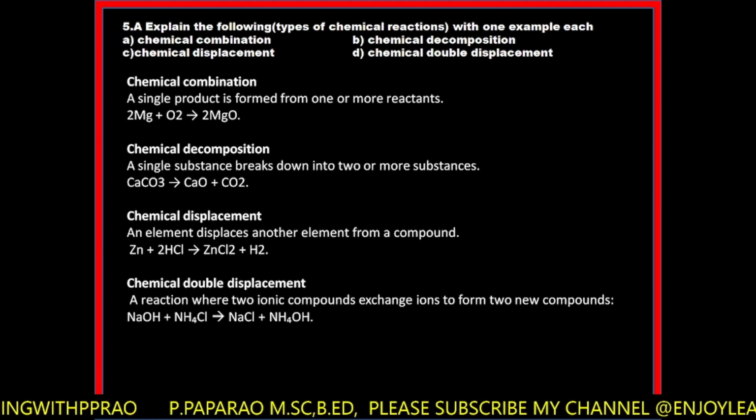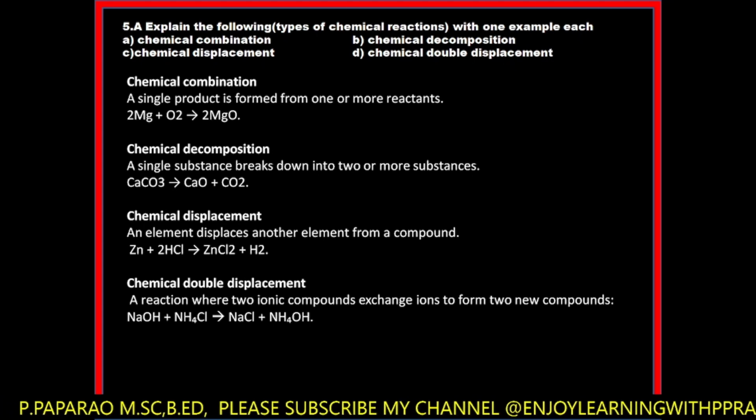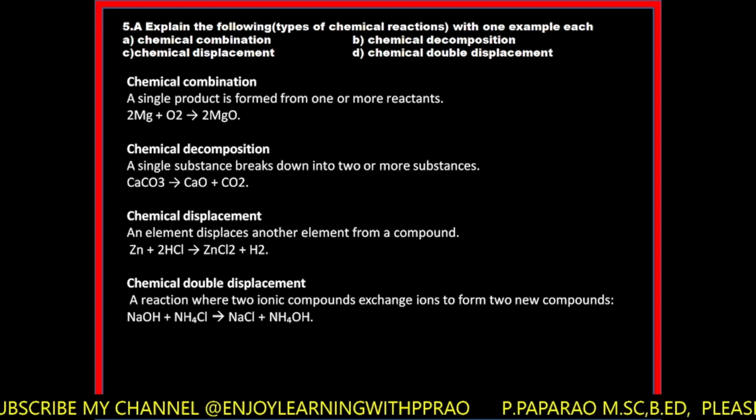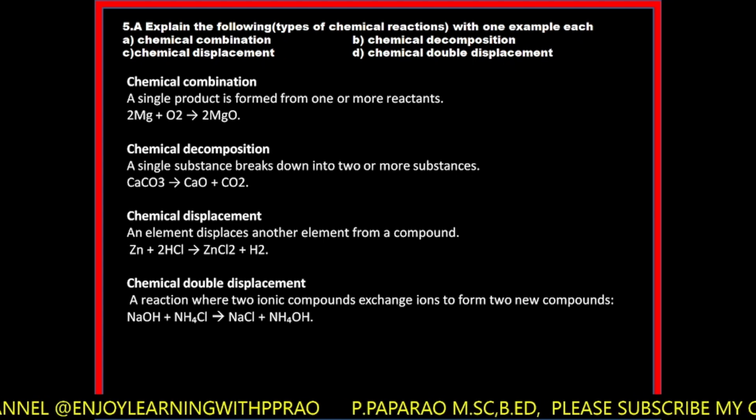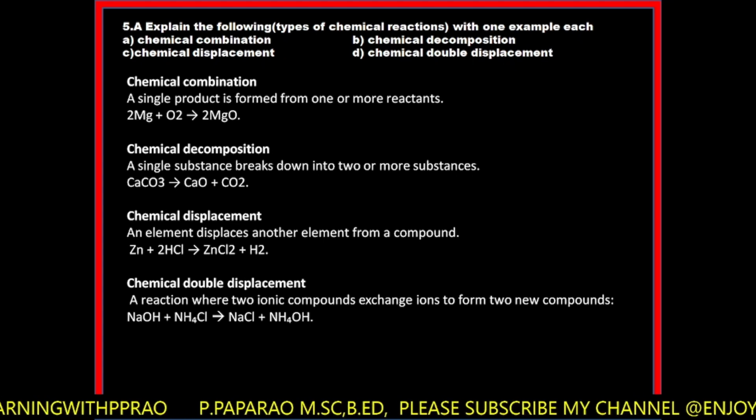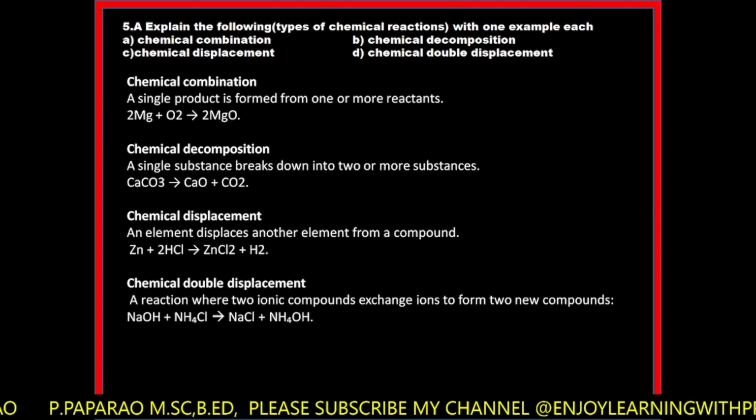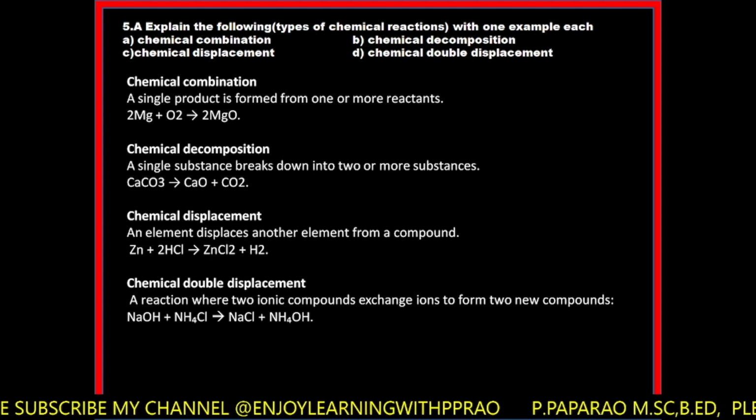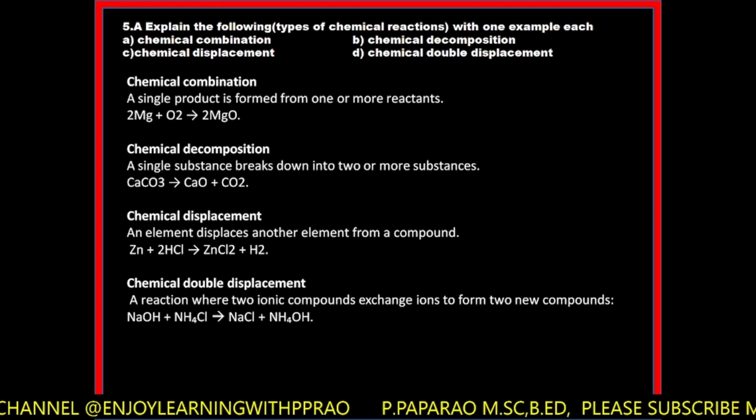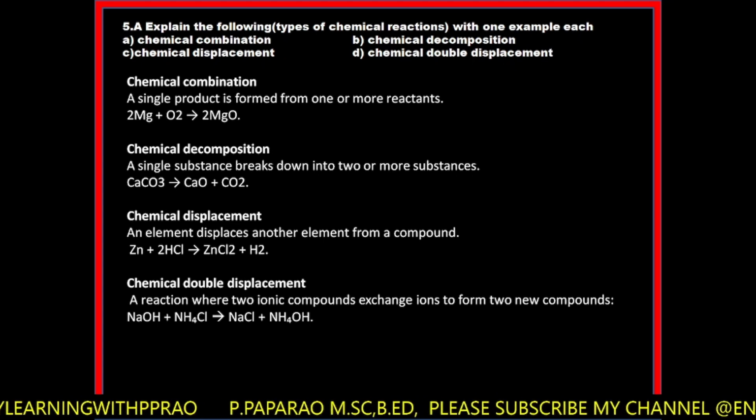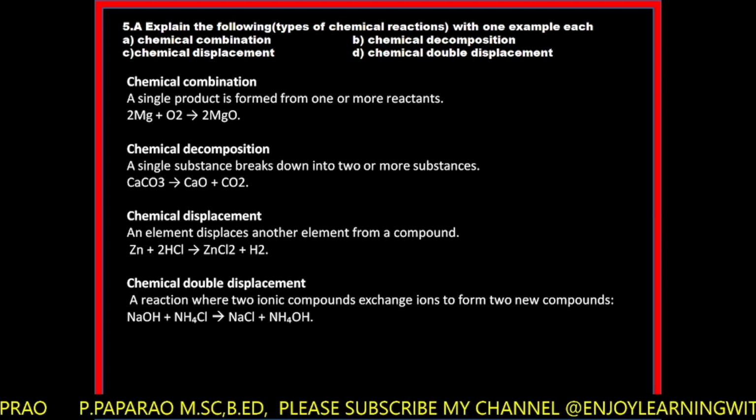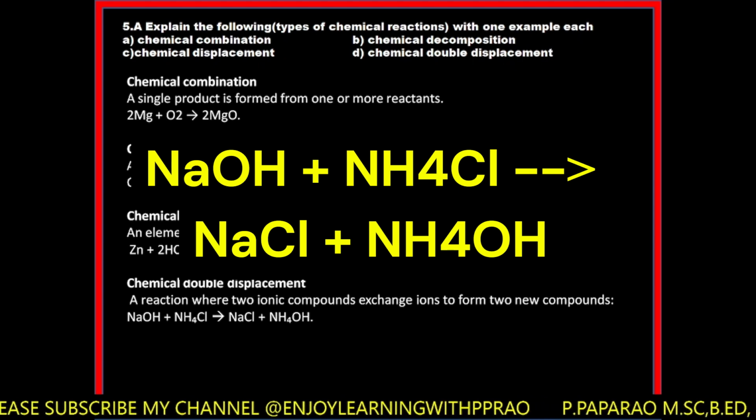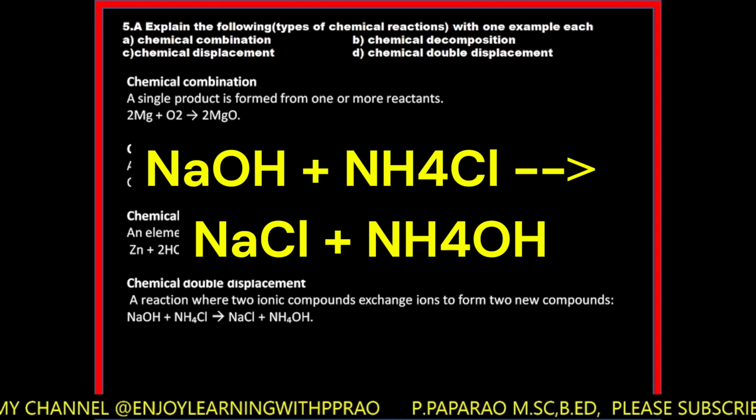Next one is chemical double displacement. A reaction where two ionic compounds exchange ions to form two new compounds. Example is NaOH plus NH4Cl gives rise to NaCl plus NH4OH.